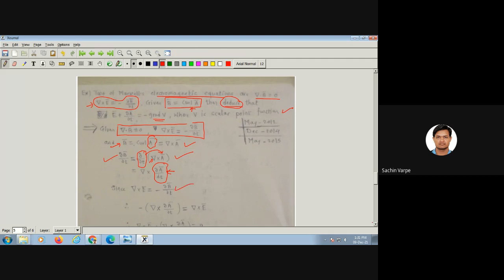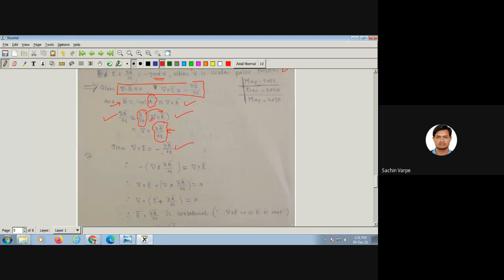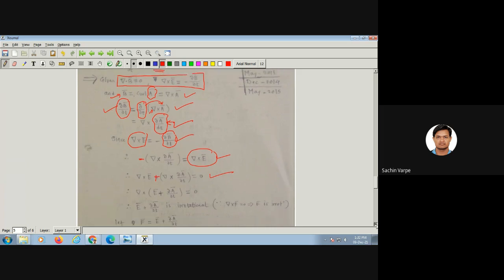Right, this is given. So ∂B bar/∂t, and del cross E bar is minus of this. So ∂B bar/∂t will be minus del cross E bar, right? So minus ∂B bar/∂t is equal to del cross E bar. I have substituted, and then the left hand side I have taken to the right hand side, it becomes plus there, right?